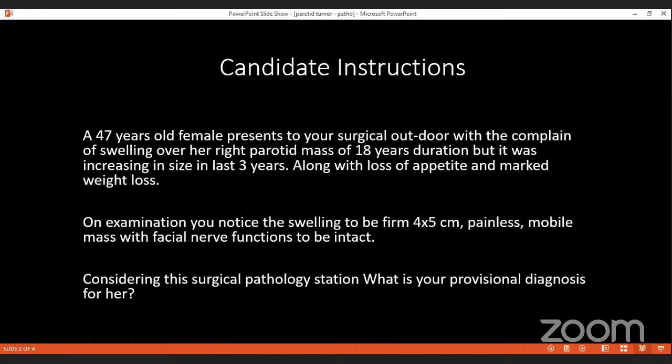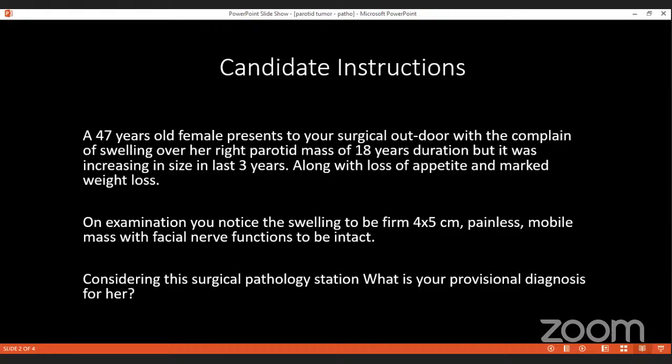According to the World Health Organization, the classification of parotid gland tumors can be benign, malignant, and others. Benign tumors are such as pleomorphic adenoma, Warthin's tumor, and oncocytoma. Malignant ones are mucoepidermoid carcinoma, acinic cell carcinoma, adenocarcinoma, adenoid cystic carcinoma, and others such as lymphoma.